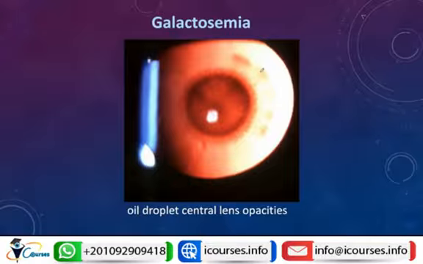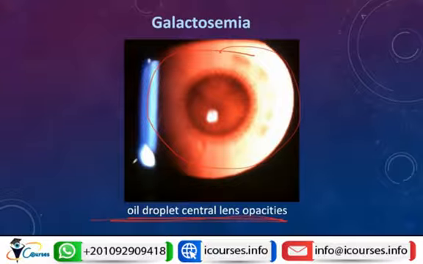So here is the picture or the clinical appearance of galactosemia, or the accumulation of galactose within the lens. This will cause what's called the oil droplet cataract. So there will be the appearance of a central oil droplet-like opacity within the lens.